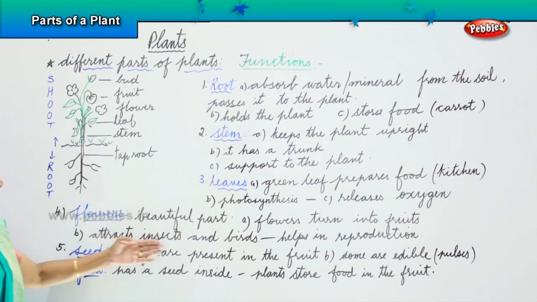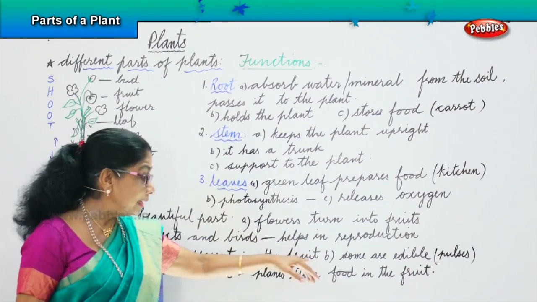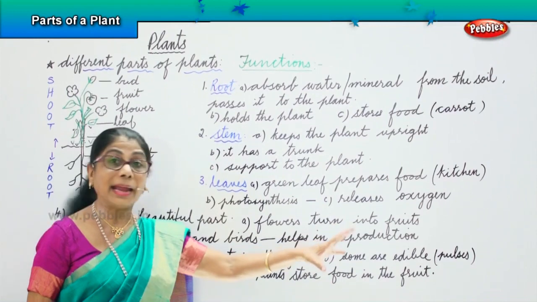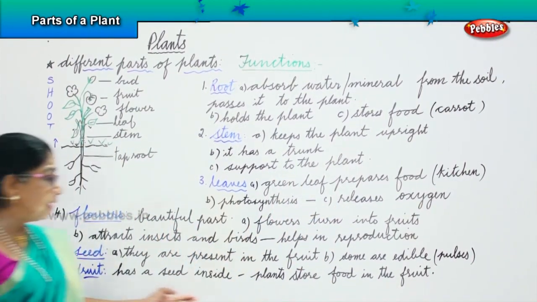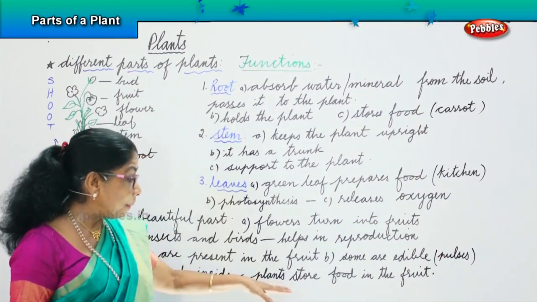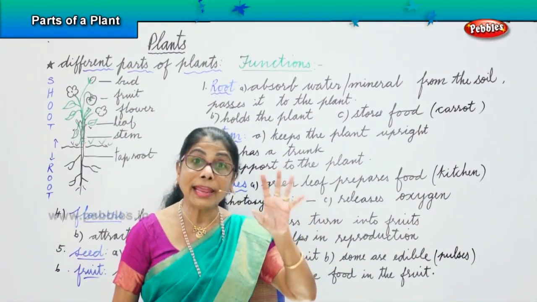Seed, the seeds are present inside the fruit. Some are edible, like pulses, etc. Finally, fruit. Fruit has seed inside, and plants store food in the fruit.